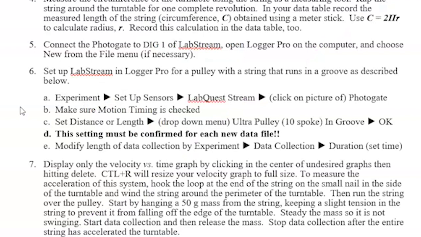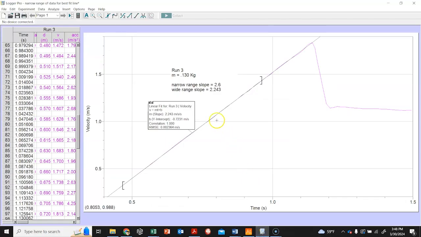In the instructions for the procedure, I emphasized in class how important this step number 6 was, that you had to make sure you had the settings set for the ultra pulley to be 10 spoke in groove. What would have happened if you failed to do that? Well, here is the run number 3 for the 130 grams on the turntable by itself.